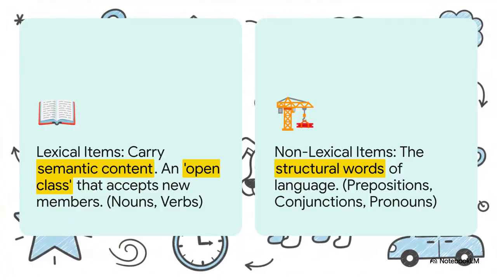So on one side, you've got what are technically called lexical items, but let's just call them content words. These are the heavy lifters, the ones that carry the real meaning. Words like nouns and verbs. And what's cool is they're an open class, which just means we can invent new ones all the time. Think about it. Words like selfie or to Google, those didn't even exist a few decades ago. Then on the other side, you've got grammar words. These guys are the structural glue. And they're a closed class, meaning we very, very rarely add new prepositions or conjunctions to the language.